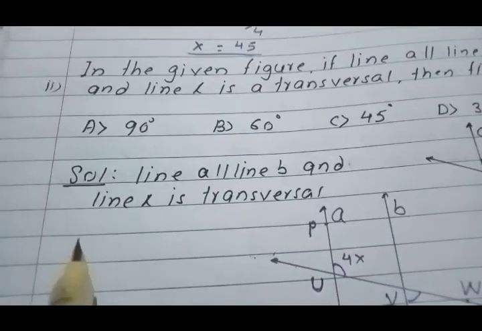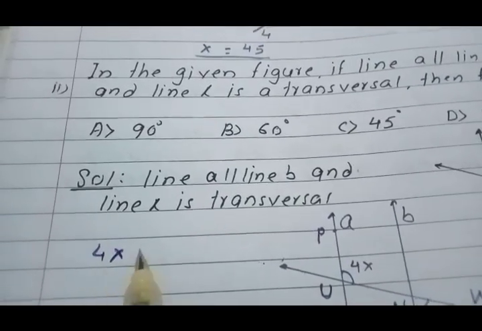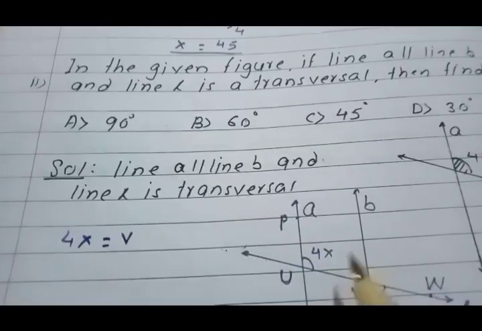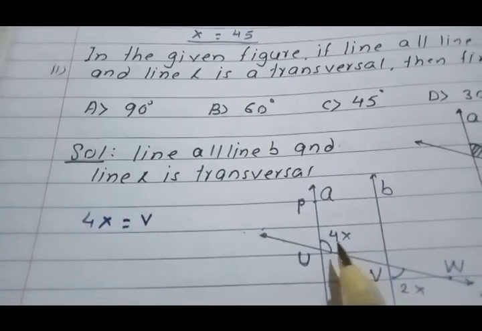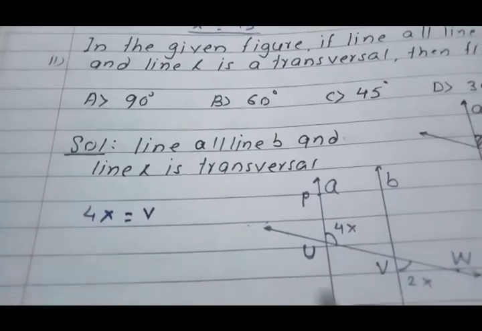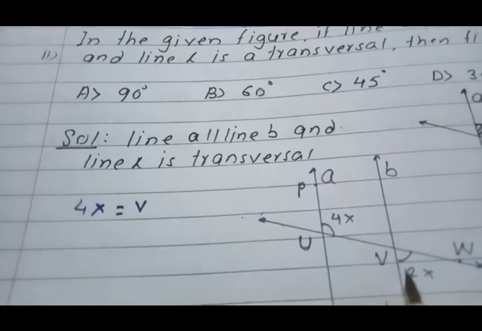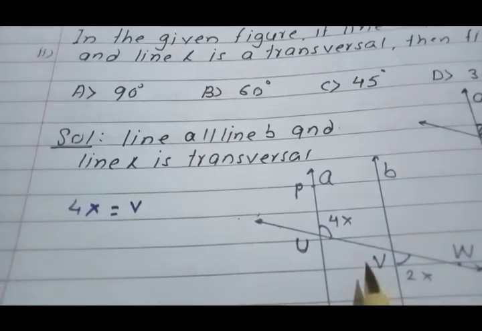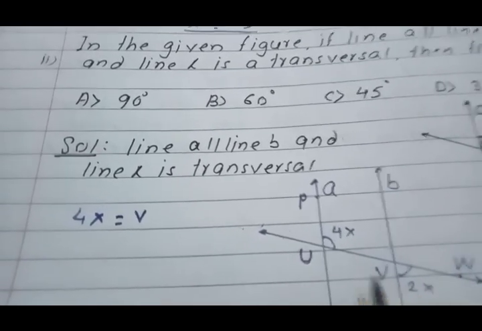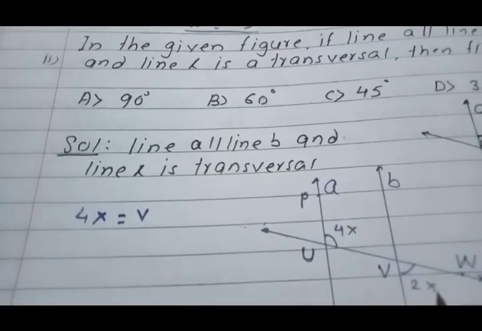So here 4X equal to V. Alternate angles are congruent. So 4X equal to V. So V equal to 4X. This V is equal to 4X. So V plus 2X equal to 180, angles in linear pair.